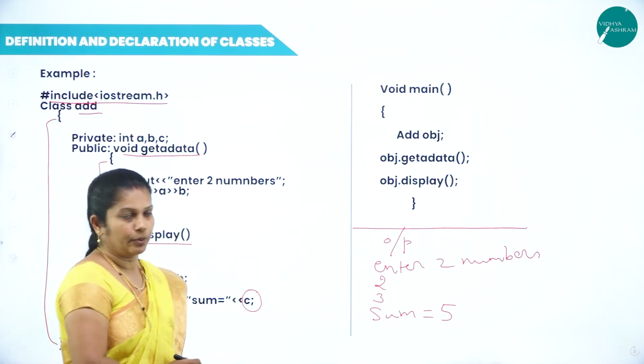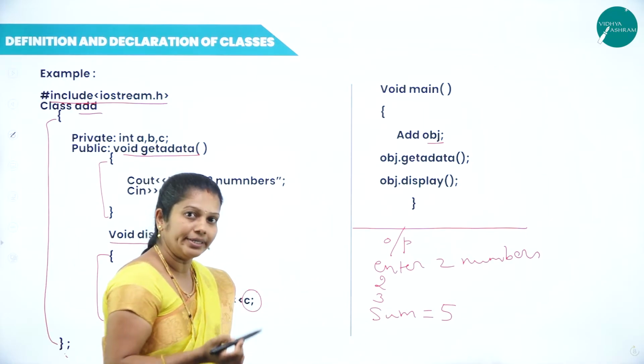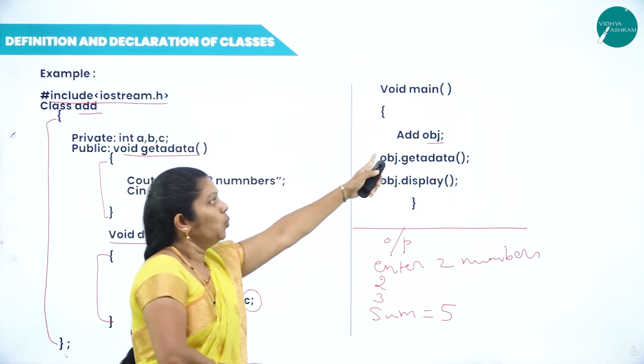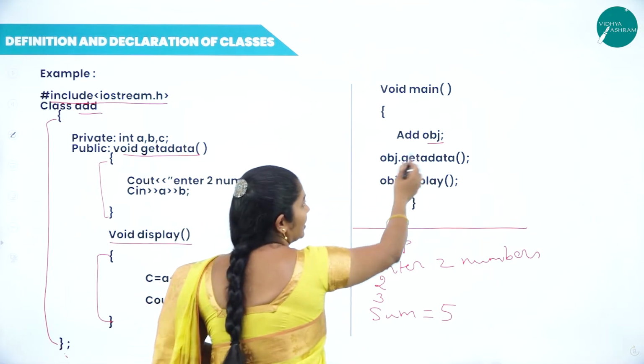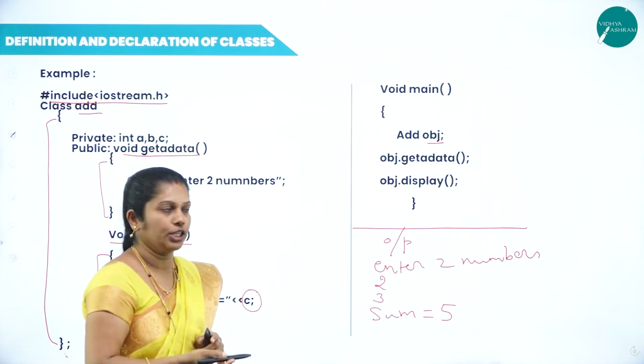Now in the main program, we are creating the object. Here this is the object. How to create an object? First you have to write the class name. Here add is the class name. Then write the object name. Whatever name you want for the object, you can give.